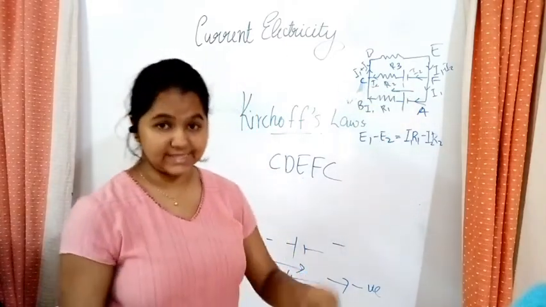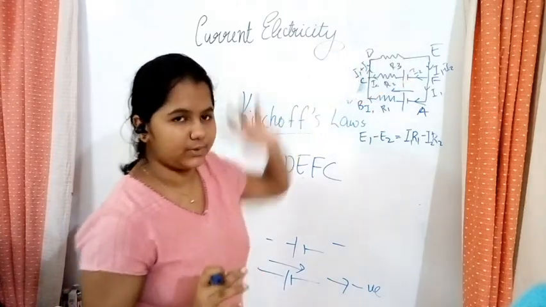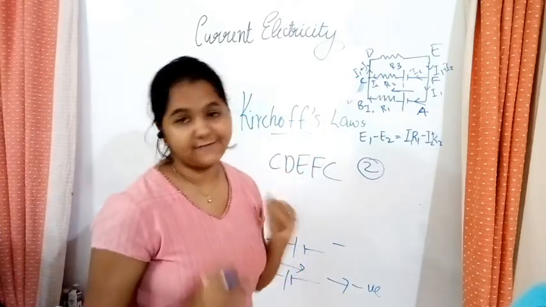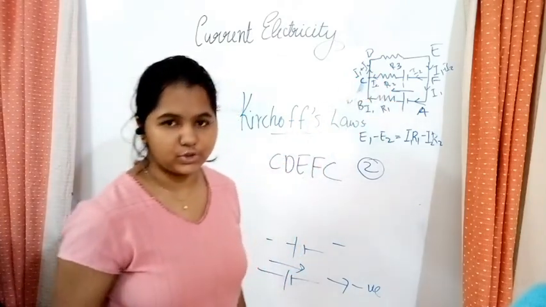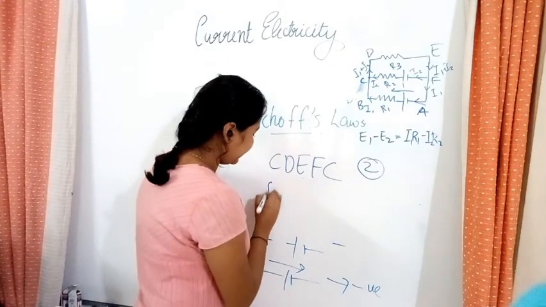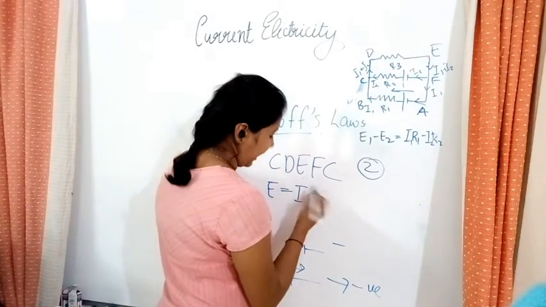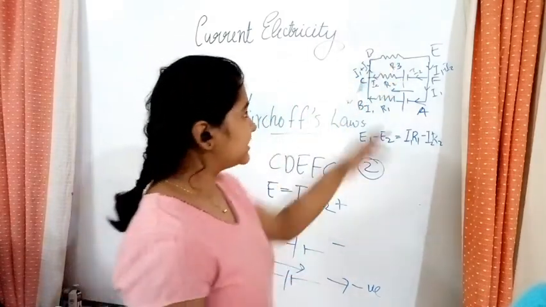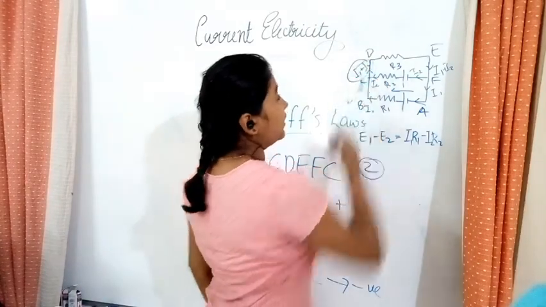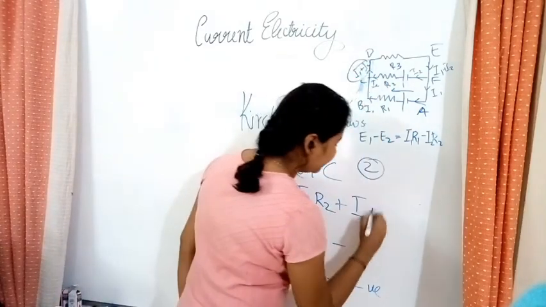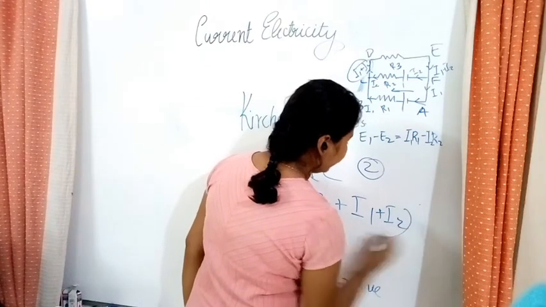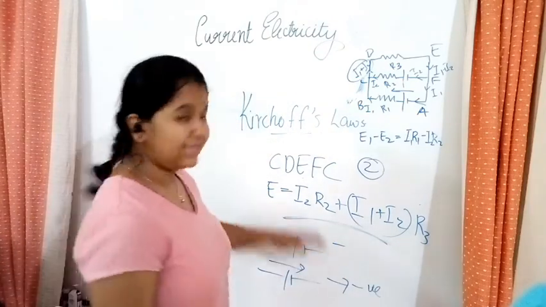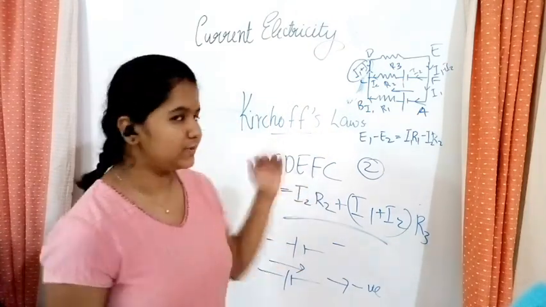How many resistances are there in this? Only in this circuit there are two resistances, one is R2 and one is R3. First we will take the case of R2. What is the current flowing through R2? That is I2. So total E is equal to I2R2 plus, next one is R3. What is the current flowing through it? That is I1 plus I2. So I1 plus I2 into R3. So this is the total EMF in the circuit CDEFC.